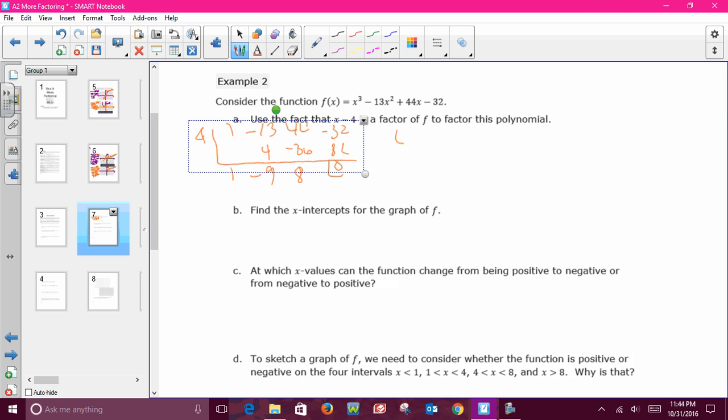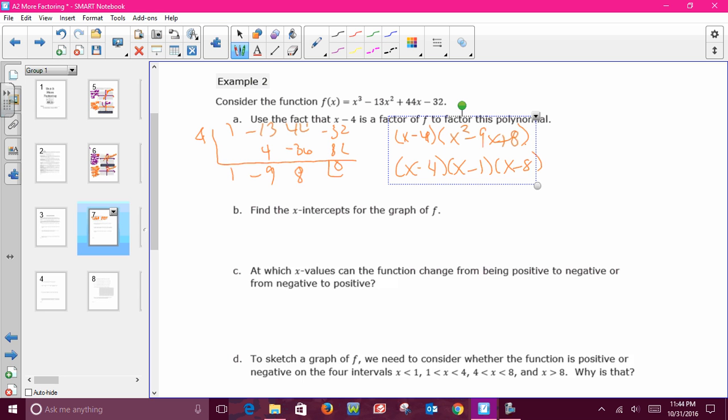So I have one factor of x minus 4. The other one is going to be x squared minus 9x plus 8. And that is actually factorable. My factors of 8 that add up to 9 are x minus 1, x minus 8. So find the x-intercepts of the graph. My x-intercepts would be x equals 4, x equals 1, x equals 8.